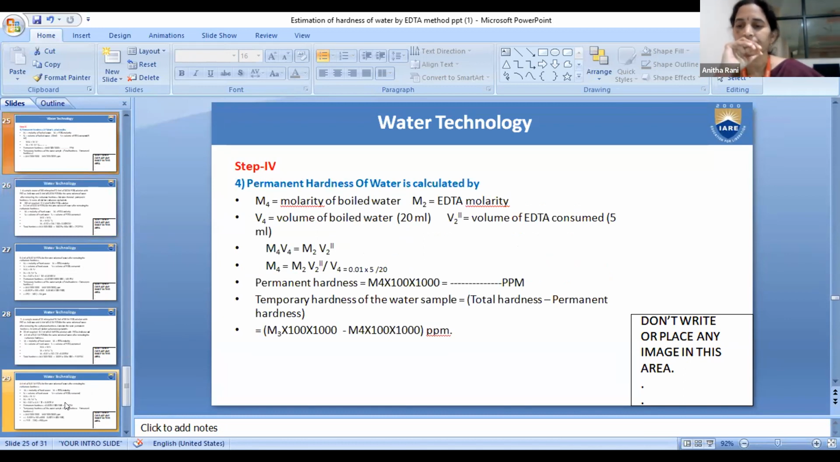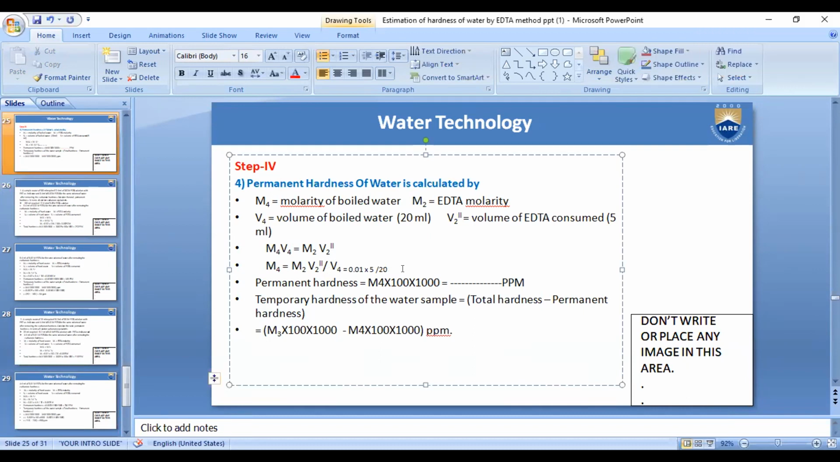Step 4 formula: M4 V4 is equal to M2 V2 double dash. We are going to find out M4, that is the molarity of boiled water. M4 is equal to M2 V2 double dash by V4. So what is M2? 0.01, into V2 double dash. 5 ml of EDTA consumed, by the volume of boiled water, 20. Answer M4. Then convert into ppm.